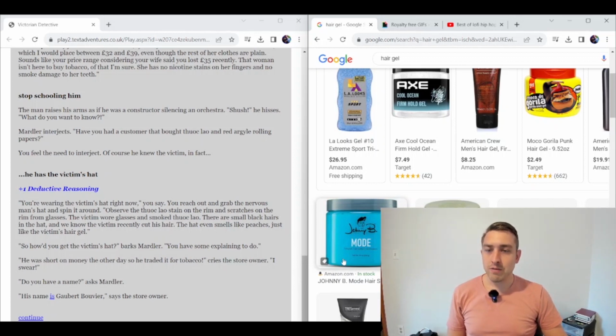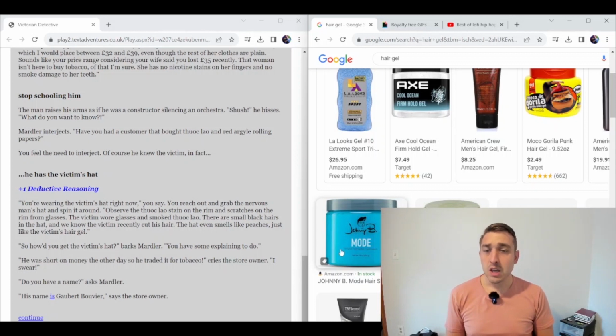"How'd you get the victim's hat?" barks Mardler. "You have some explaining to do. You need to tell us what's going on." "He was short on money the other day, so he traded it for tobacco," cries the store owner.